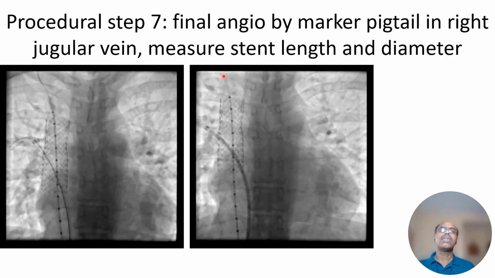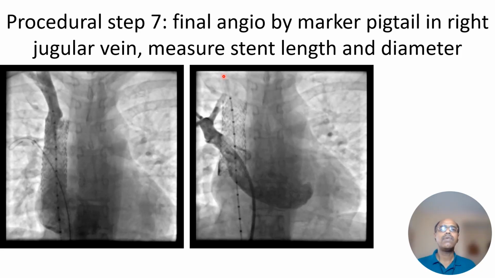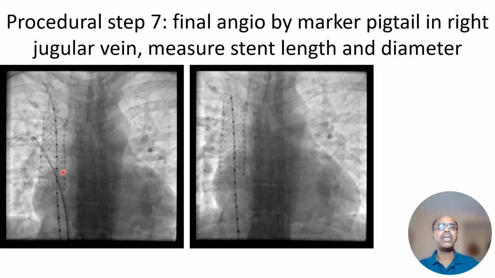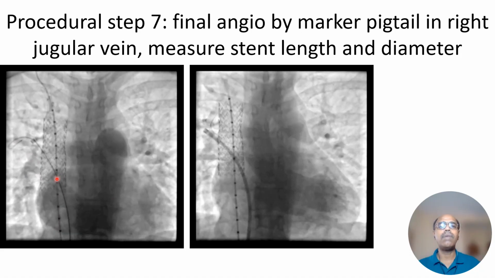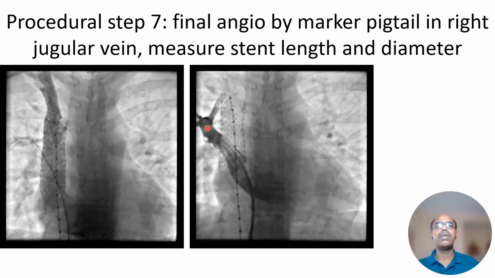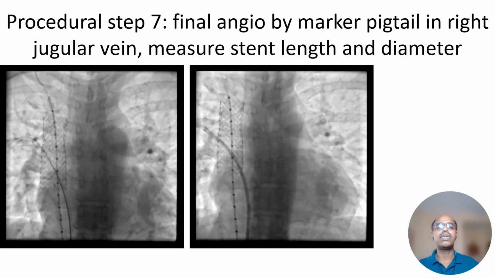Advance the marker pigtail catheter through the covered stent into the superior vena cava and do an angiogram to find out how much is the recoil compared to the original balloon that we used. Repeat a Mullins sheath angiogram to confirm that the pulmonary vein is completely redirected towards the left atrium.